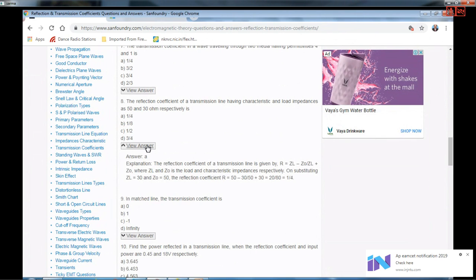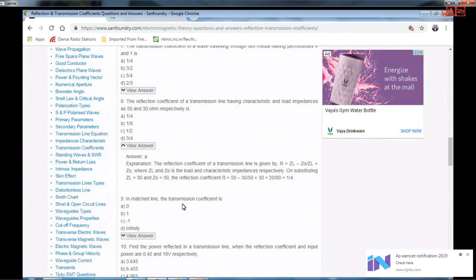Okay. So the characteristic impedance is 50. It is ZL minus Z0 by ZL plus Z0. So ZL is 30. Yeah, there is a small mistake here. It is minus. Okay. So 50 minus 30 is the case. 30 minus 50 is what we need. So the reflection coefficient is going to be minus 1 by 4. Okay.